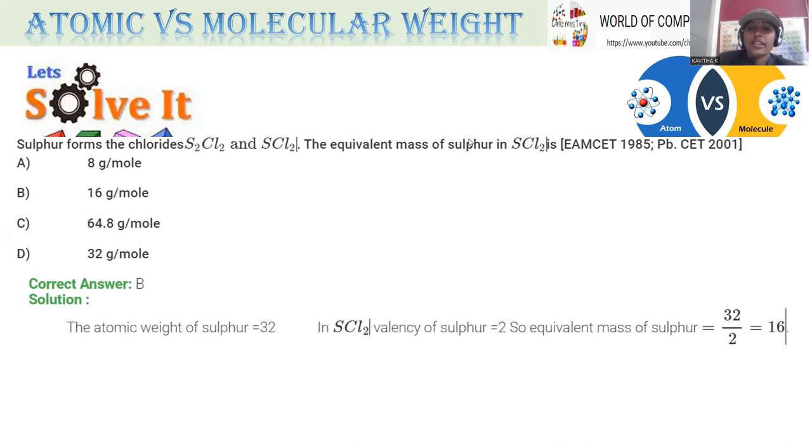In order to calculate, first, what is the atomic weight of sulfur? Sulfur atomic weight is 32. What is its valency? Atomic weight by valency will become the equivalent mass. Atomic weight is 32. By 2, it will become 16. Equivalent mass is equal to atomic weight by valency. The charge on sulfur is +2. That's the reason why 32 by 2 becomes 16.